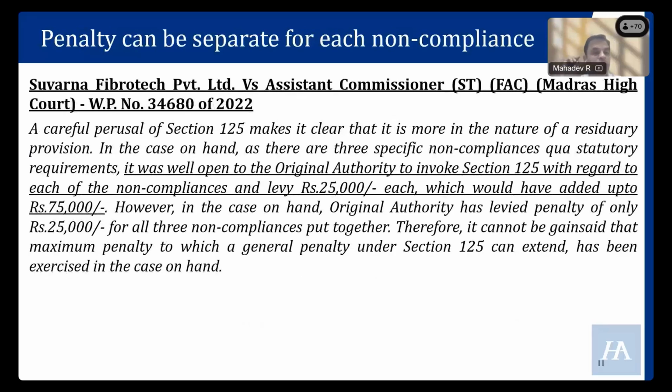In the High Court judgment, Suvarna Fibrotech, the High Court is saying that it can be for each mistake. So as per our example, it can be on 100 transactions also, but we don't know whether the department will do this. But normally the High Court may give the benefit of compounding and paying only 1,50,000 or only 50,000. We don't know how it is going to happen. So one needs to be very careful.